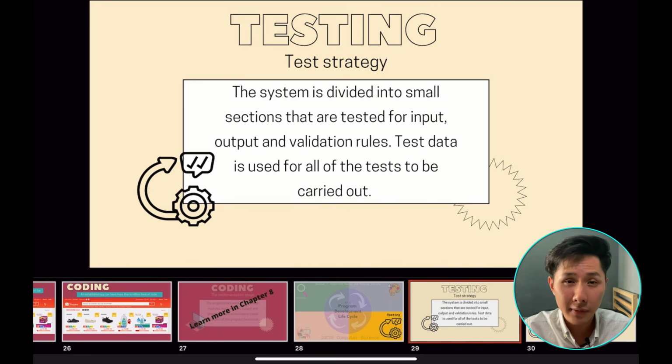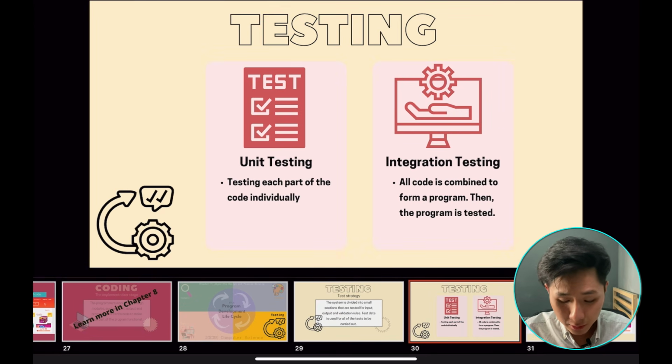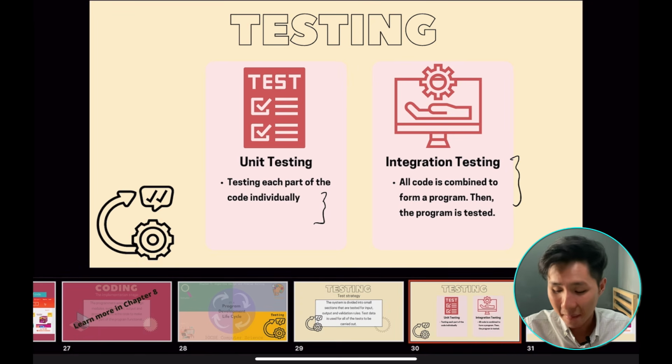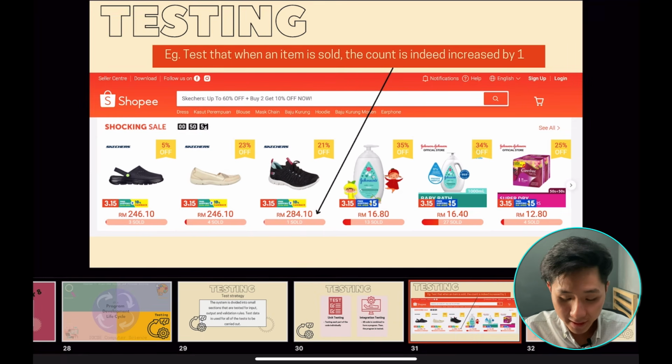Just remember that at this phase of the video, I'm just trying to give you the big picture of what this chapter is about. And there are two types of testing: unit testing, in which we test each part of the code individually. So for instance, in the example that we see, there are many parts of the program. The programmers will test out one by one. And as for integration testing, all code is combined to form a program, and then the program is tested as a whole. So an example is that we test that when an item is stored, the count is indeed increased by 1 instead of increased by 2. And this is how the programmers test out their programs.